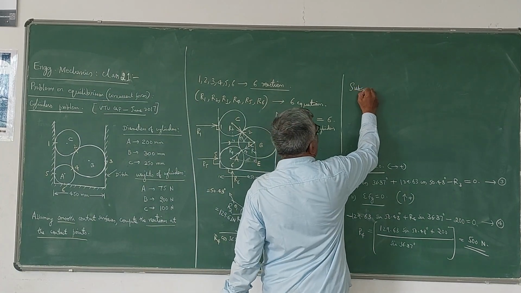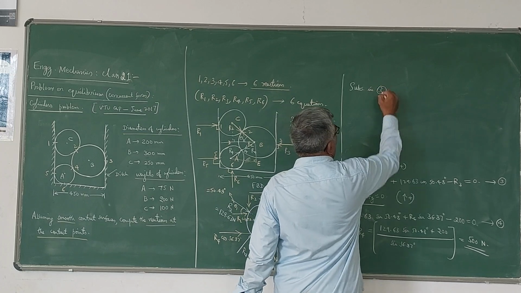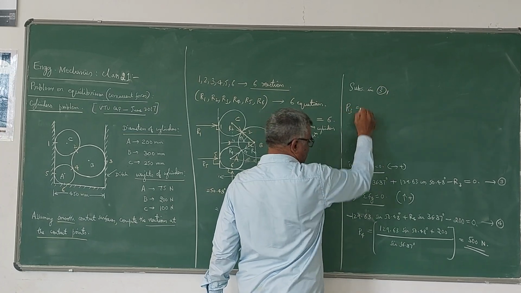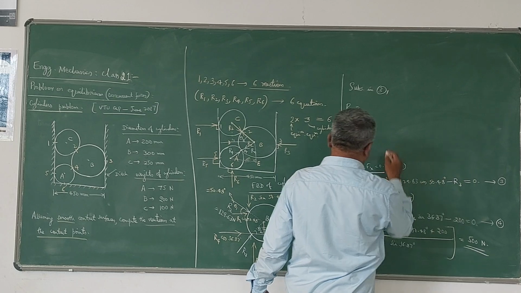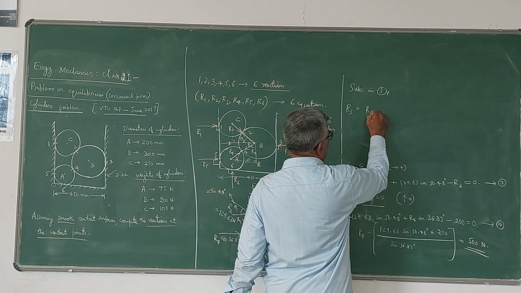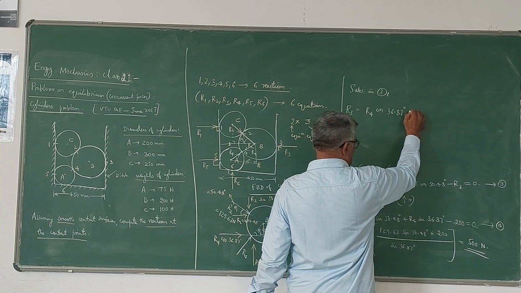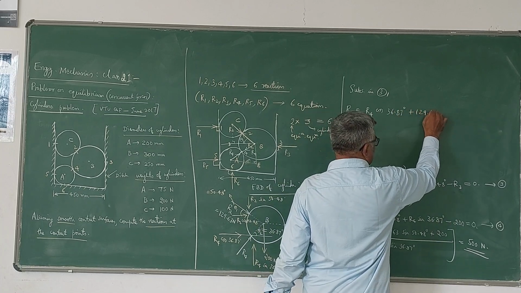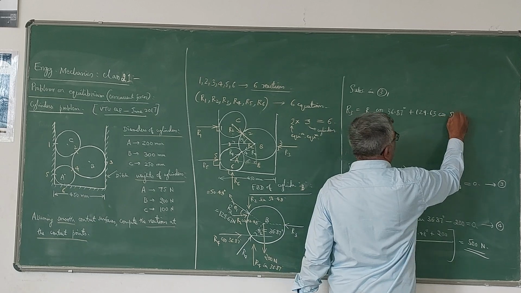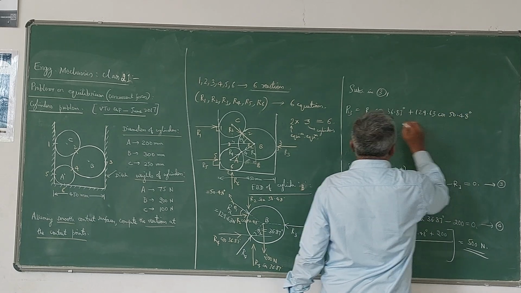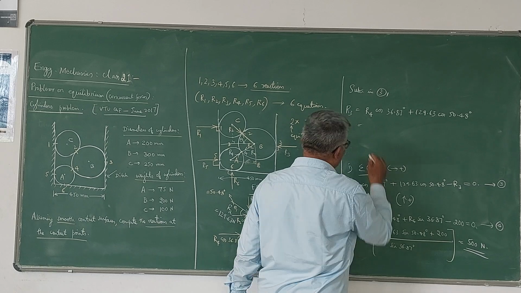Substituting in 3, R3 is equal to R4 cos(36.87 degrees plus 129.63 into cos 50.48 degrees). So substitute for R4 as 500 Newton.